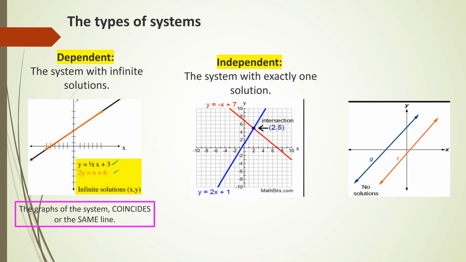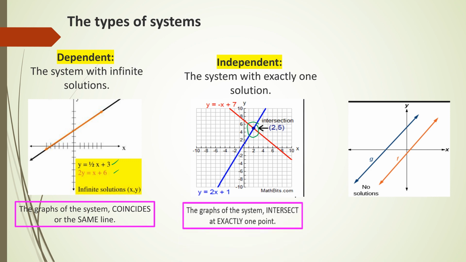Let's proceed to the second system. This is what we call the independent system. So this system has exactly one solution. As you have seen, the two graphs are intersecting, and this point of intersection is said to be the solution to the system. So if we refer to the graph, then the graphs of this system, which is independent, intersect at exactly one point. So if they intersect at exactly one point, then it has also one solution.